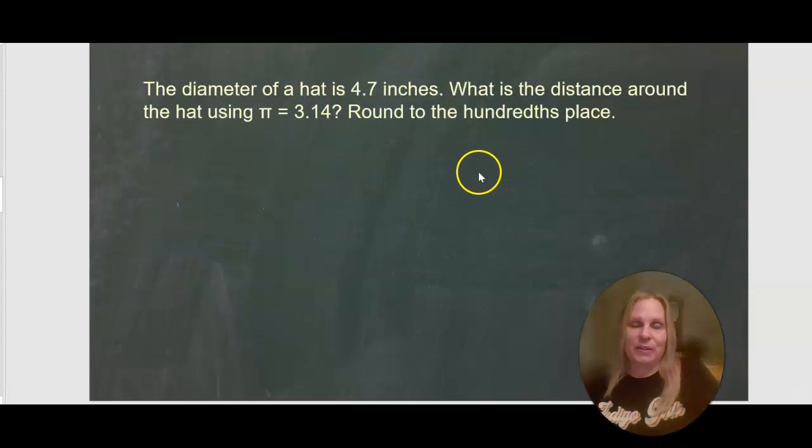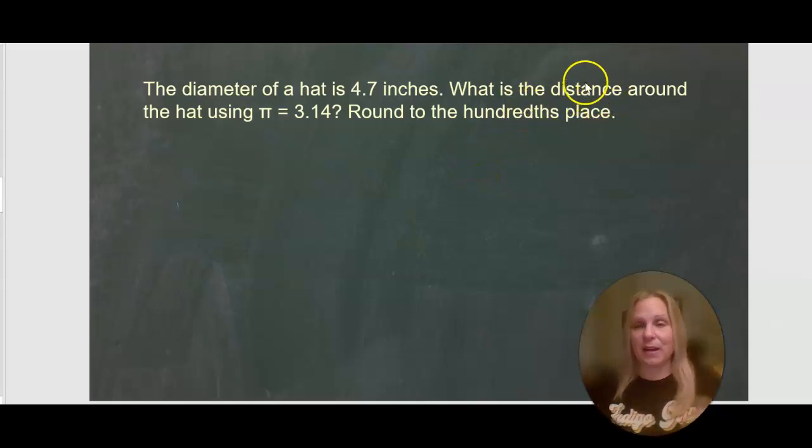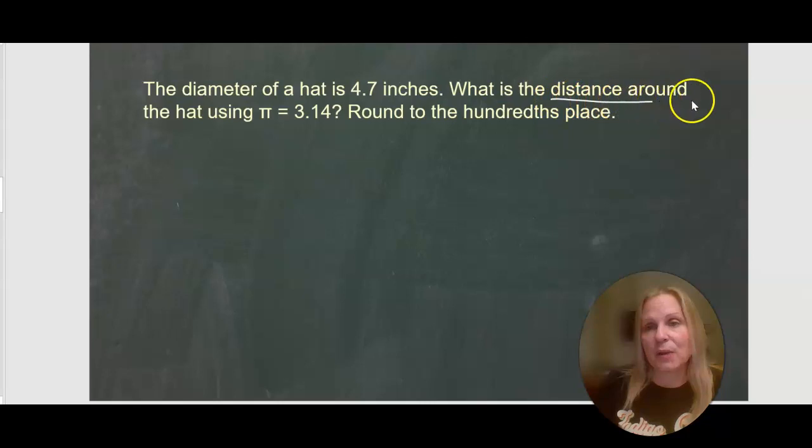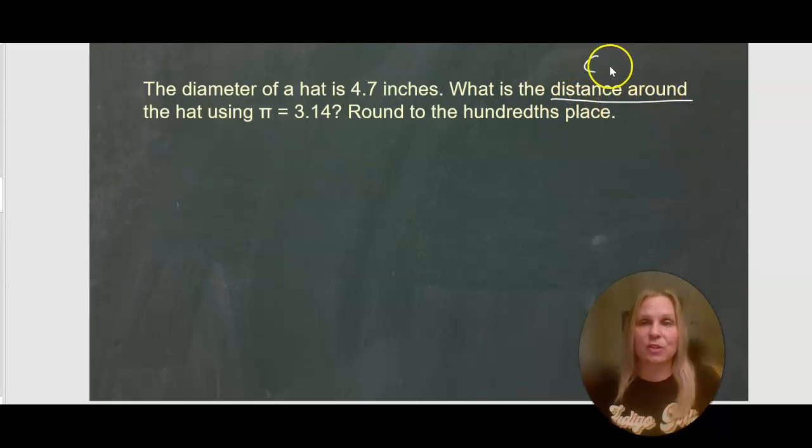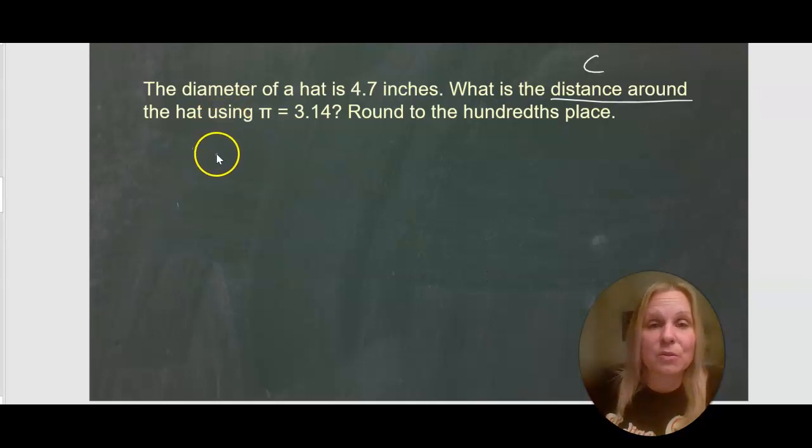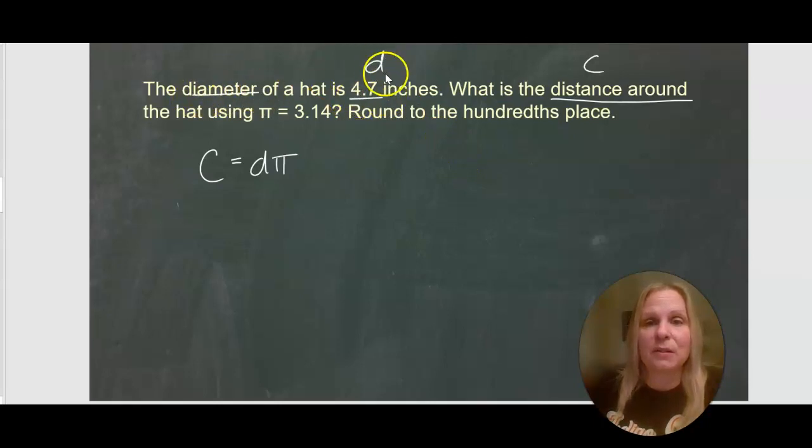Now we have a diameter of the hat. What is the distance around the hat? So distance around is circumference. So we need to use the circumference formula. So circumference equals d pi. This time they do give us the diameter, and they tell us to use 3.14 for pi. So my diameter is 4.7, and I'm going to multiply that by 3.14.